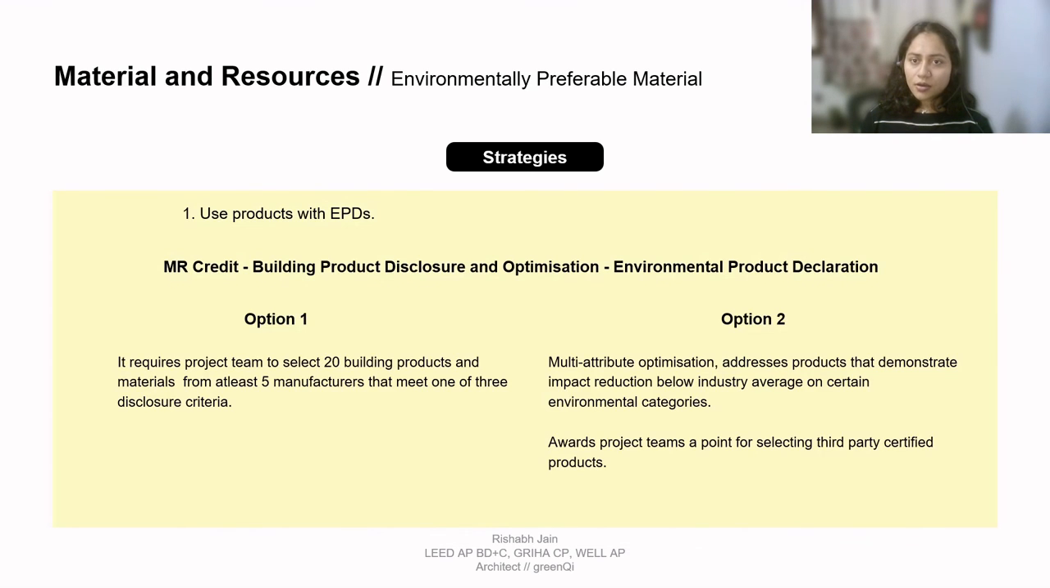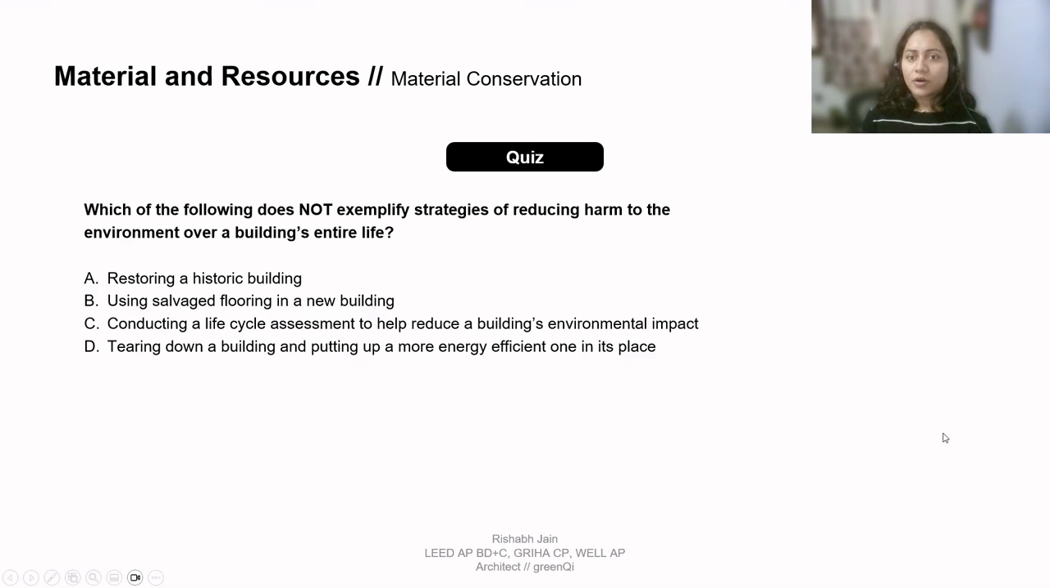So in this credit, we learned about two options. First was the option where we discussed selecting EPDs, like 20 EPDs from 5 different manufacturers, which meet the disclosure criteria. And in the second option, we talked about the percentage of cost, or percentage of materials by cost, which meets the criteria of further reducing the impact, right? Apart from having EPD. So that's the second option. A project can go for both the options or either of them. So it's optional for the projects. And yeah, so this is the end of this video, and I will have some questions now.